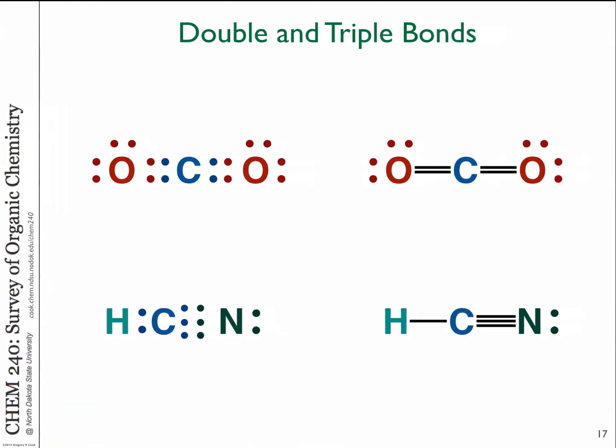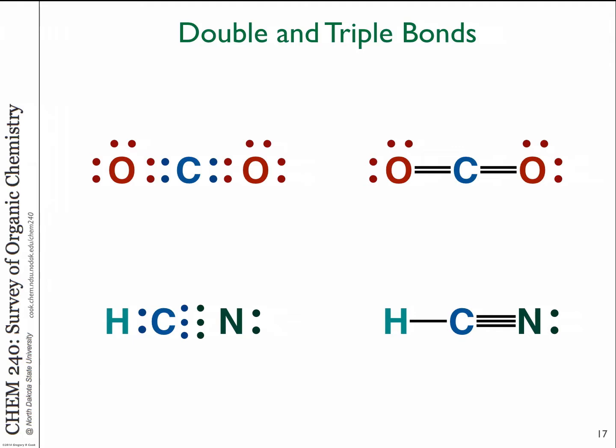Well, another type of bonding we can have in molecules: it's possible to form shared bonds, covalent bonds, between atoms, more than one. So in this case, here are a couple of molecules, carbon dioxide and hydrogen cyanide. This represents multiple bonds between atoms.